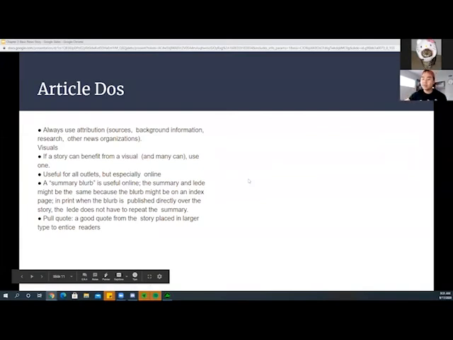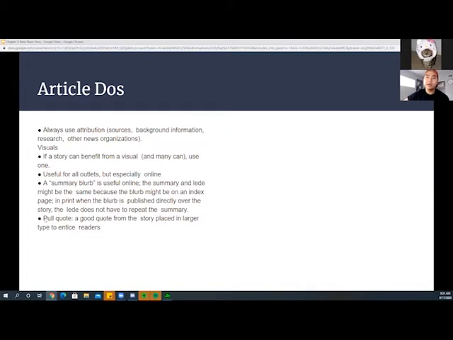All right. So article dos. Always use attribution for sources. That means if you use a quote, tell us where that quote came from. If a story can benefit from a visual, use it. Useful for online outlets, so we do that.